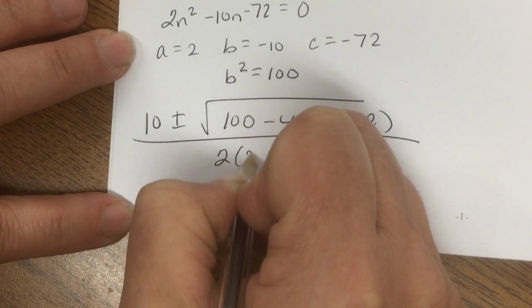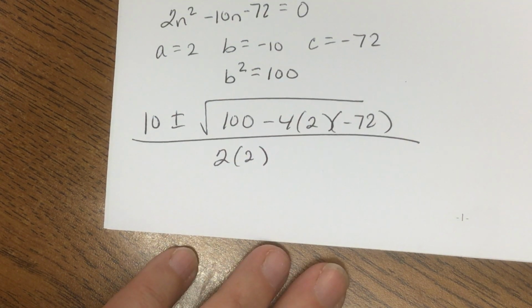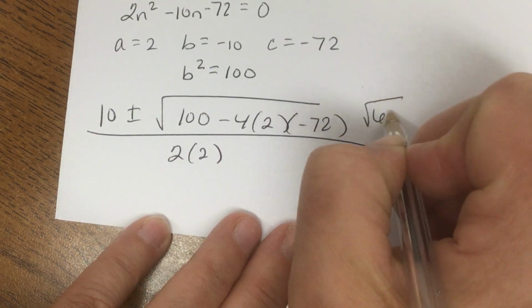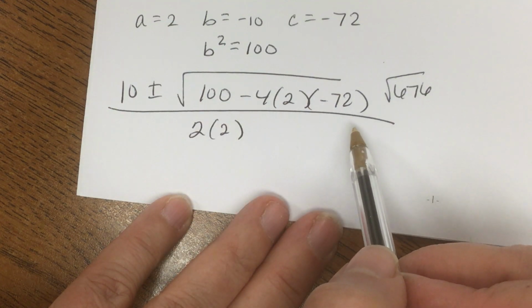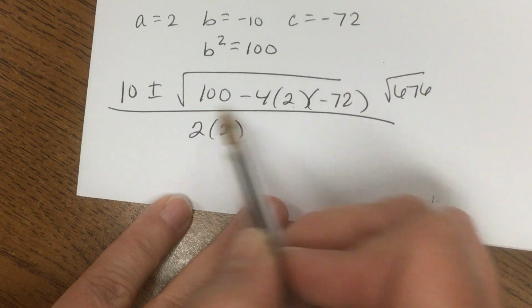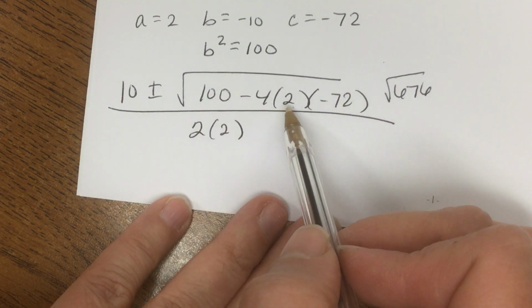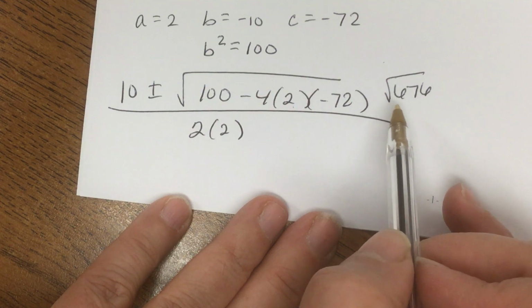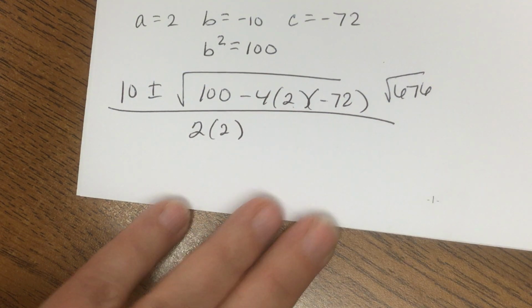all over 2a. So 100, and I would do plus 8 times 72, and you get radical 676. However you type that in your calculator. Some of you do the 4 times 2 times 72 and write that number down, and then 100 plus that number. However you do it is fine, but you make sure that you can get 676. And then the square root of 676 is 26.